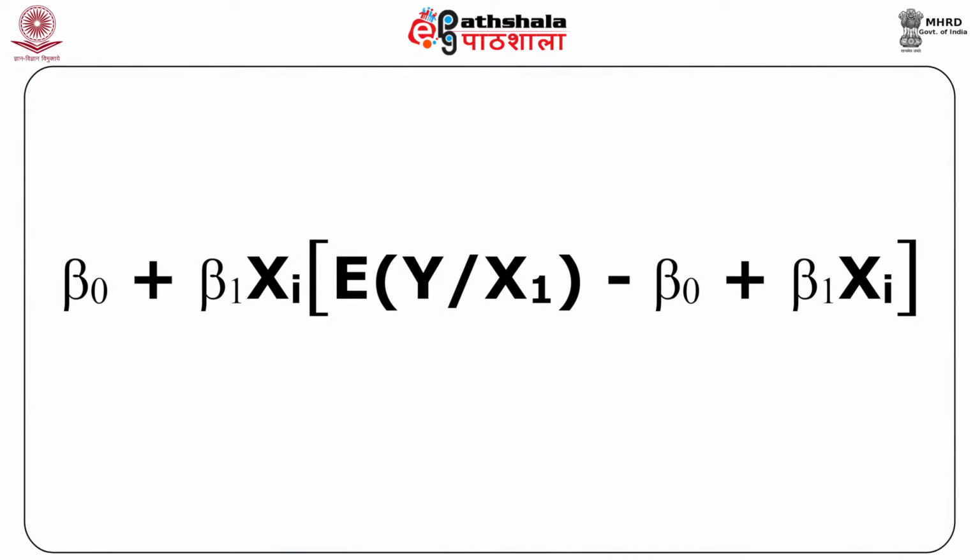Going back to our PRF, yi is equal to b0 plus b1 xi plus mu i, where as per the assumptions listed for the linear regression model, yi is normally and independently distributed with mean, that is, E(yi divided by xi) equal to b0 plus b1 xi, and variance sigma square.